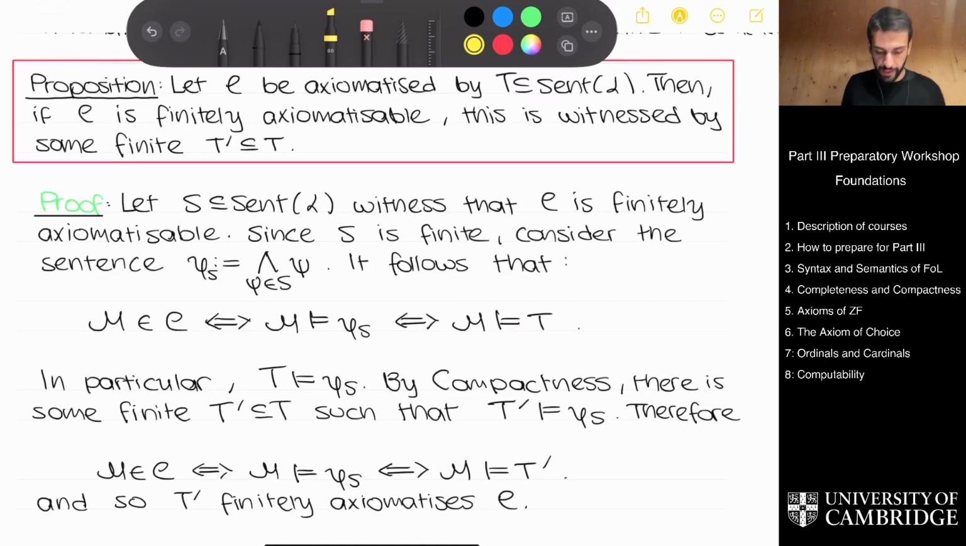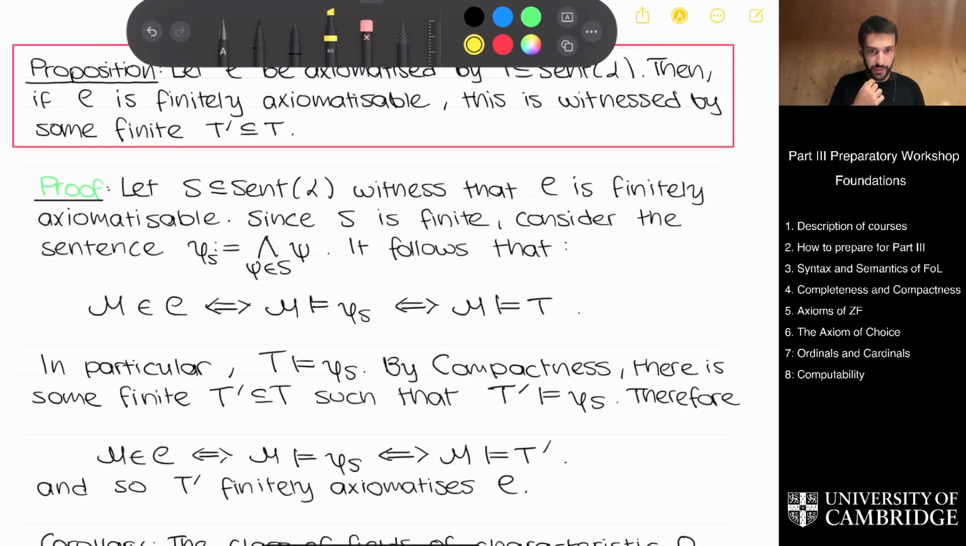Okay, why is that? Suppose that we have this finite set of sentences that possibly has nothing to do with T, that witnesses that C is finitely axiomatizable. Since this set S is finite, we can simply consider the conjunction of all the sentences that appear in this set. So let this be phi S. It follows, therefore, that for all structures M, M is in C if and only if M is a model of phi of S, if and only if M is a model of T. In particular, it follows that T is a model of phi of S. Why is that? Because all models of T are also models of phi of S.